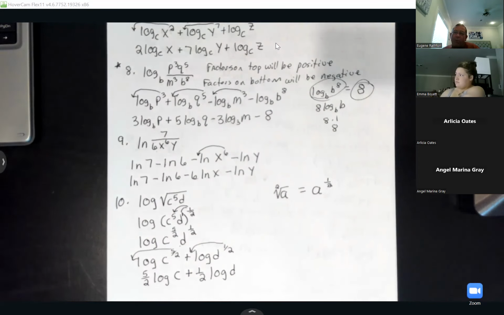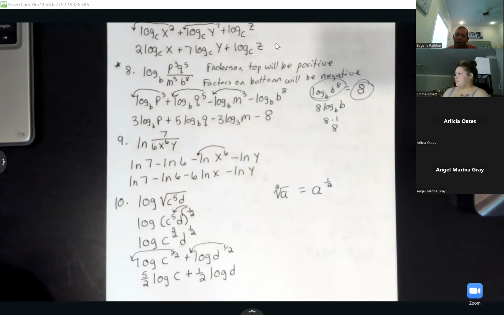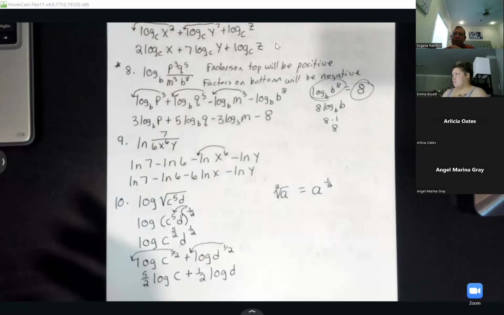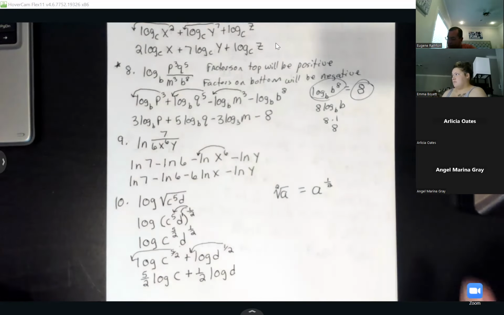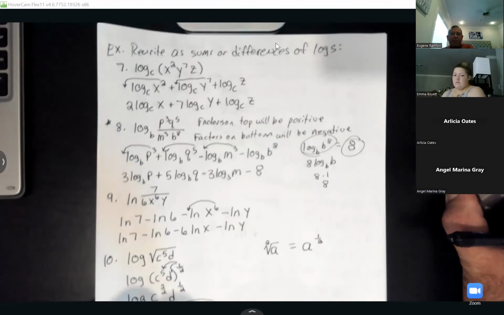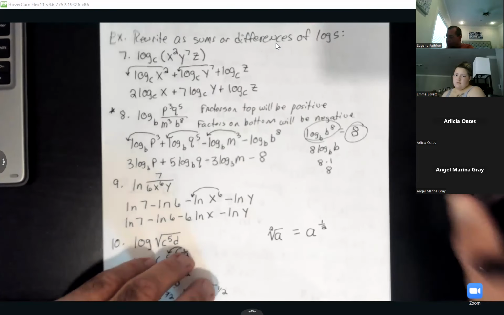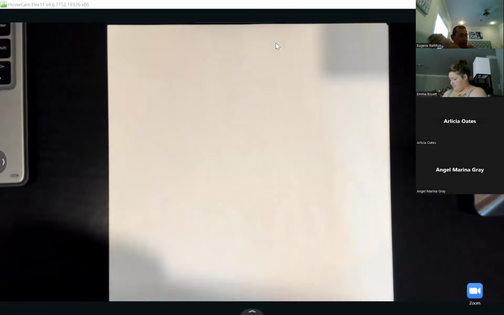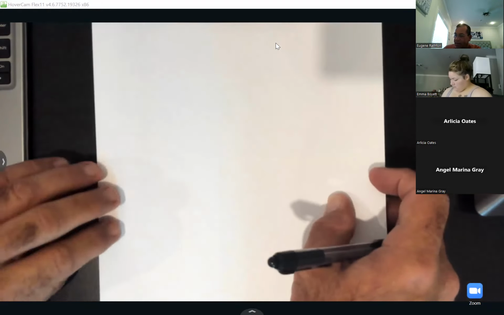So I'm gonna do one more really nice one for you. And then we'll take our break and then we'll come back and we're going to go the other way. We'll take stuff that's being added, rewrite it as products and stuff like that, okay? So let me move back up and flip my page. So this will be like number 11.